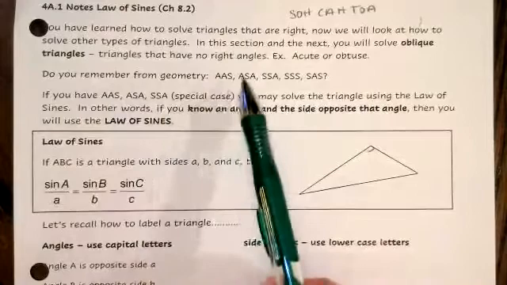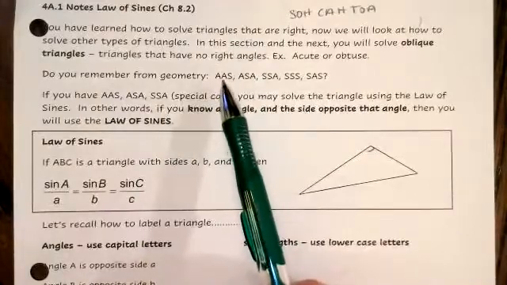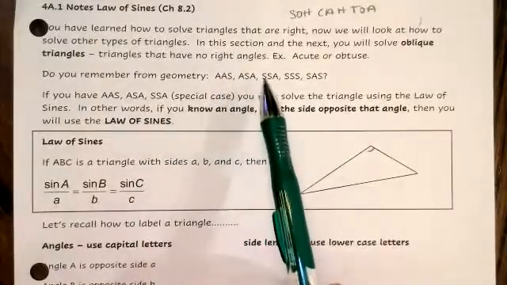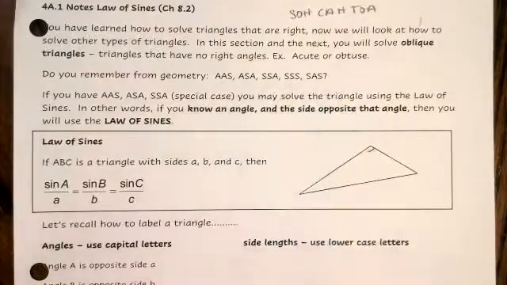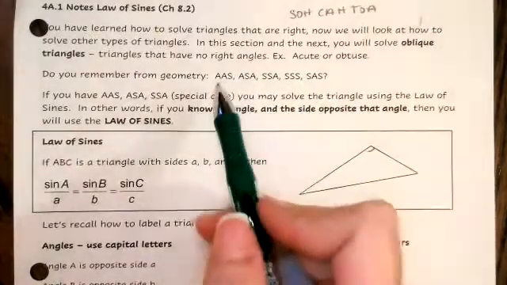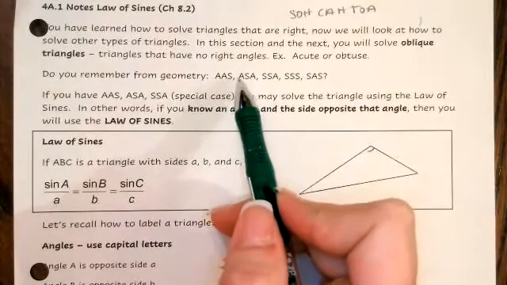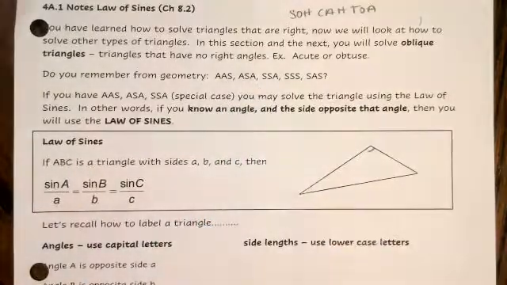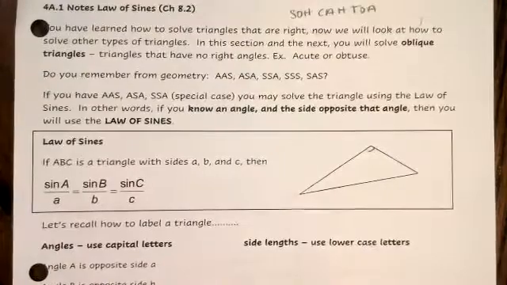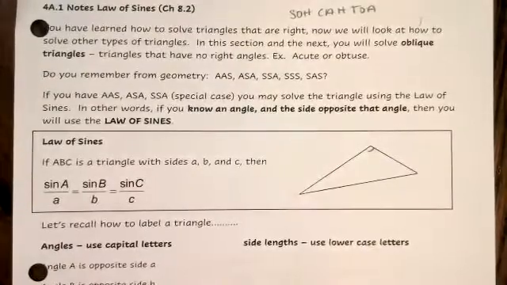Now, here's a quick question. Do you remember from geometry the AAS, ASA, SSA, SSS, and SAS? What those meant were angles and sides. So that's when you're given an angle, a side, an angle, a side, and an angle. These are the special cases that we're going to talk about with law of sines and cosines.